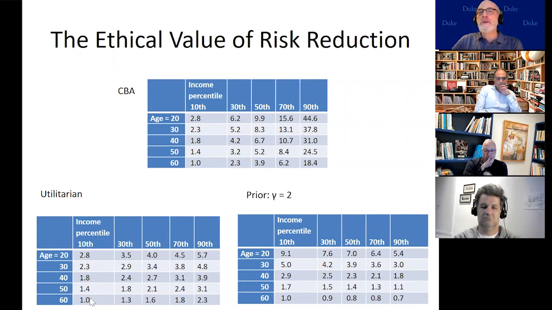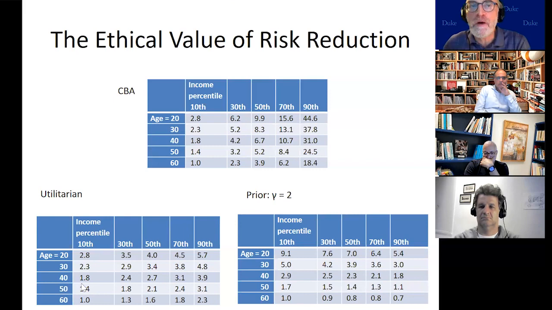So what you see here is that in utilitarian terms, there are two effects. One is that, holding constant income, the young get priority. It's not surprising, but it's confirmed here. Holding constant income, utilitarianism prefers to give a unit of risk reduction to younger people as opposed to older people. So a unit of risk reduction, if given to a 20-year-old within this income band, has 2.8 times the social value that it does if given to a 60-year-old. And the same is true within each income band: the numbers go up as the individuals get younger.